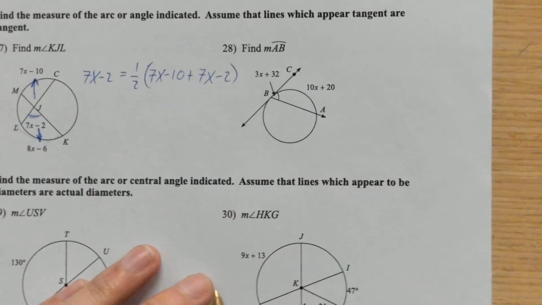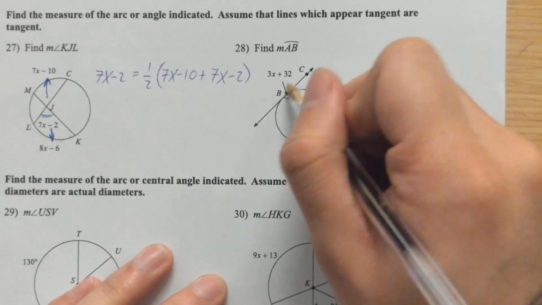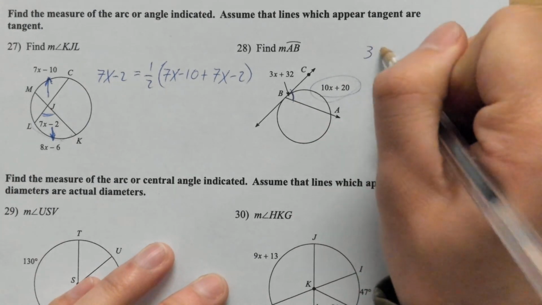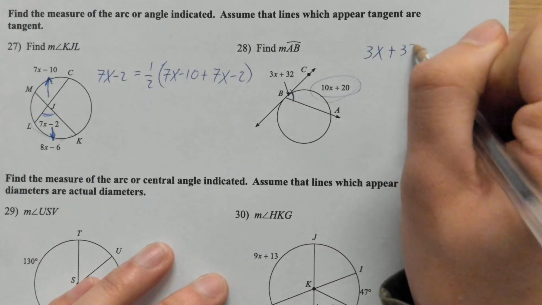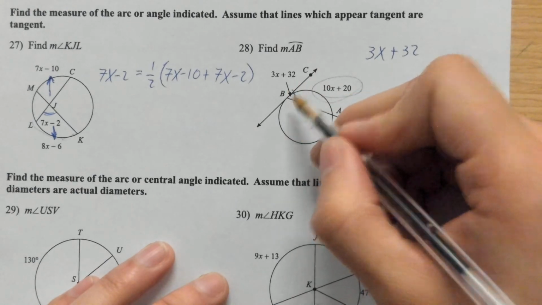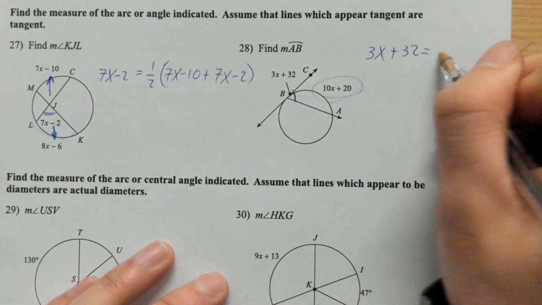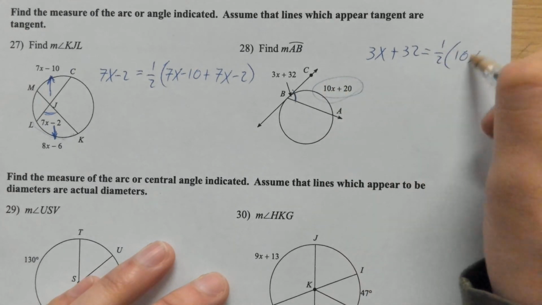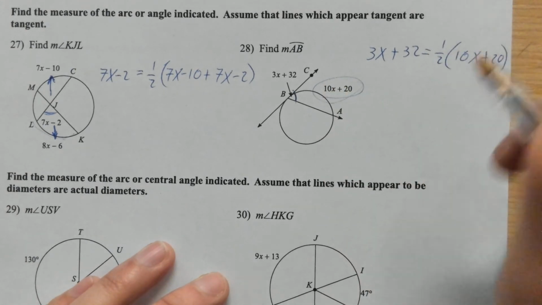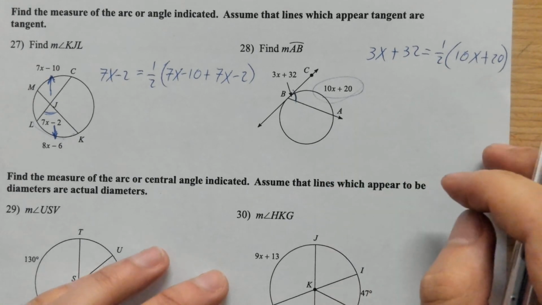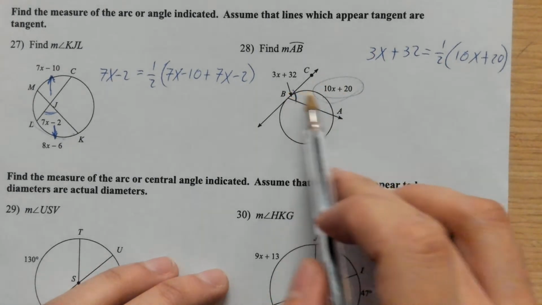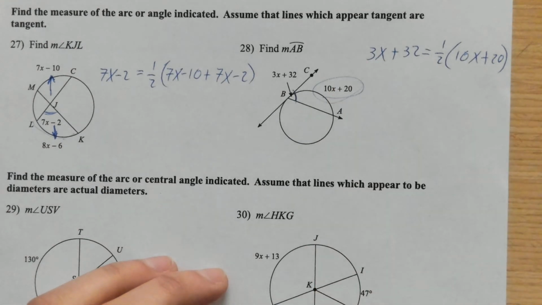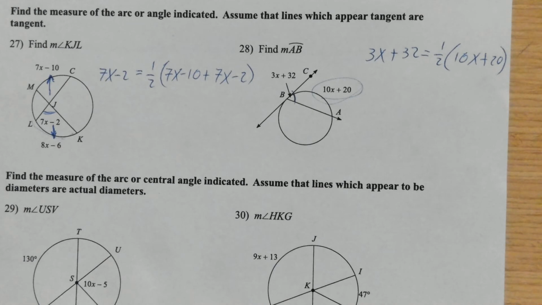This one, to set it up, well, remember the angle is half of the arc, so the angle 3x plus 32, it's even pointing you there, the angle is equal to 1/2 the arc, and the arc is 10x plus 20. And there you go. Solve for x. Leave x by itself. You're looking for arc AB. So once you find x, just plug it in for x. So 10 times whatever value you get plus 20. And that's going to be your arc.